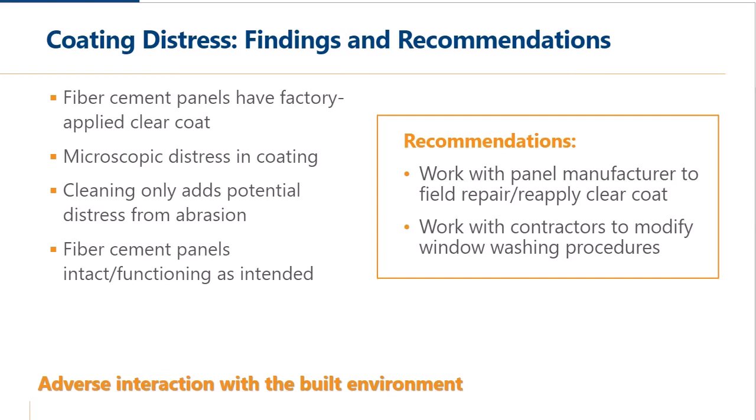So what did we tell the client? First of all, we told them that they don't have a problem with how these fiber cement panels are going to function as a rain screen, but they have an aesthetic issue. They need to work with the panel manufacturer to say, is there a coating that can be used to field repair these clear coats so that they have a more uniform appearance? They also needed to work with their contractors to modify their regular maintenance and window washing procedures so that the contractors understand that they're dealing with a much more sensitive building material than they probably thought just by looking at it.